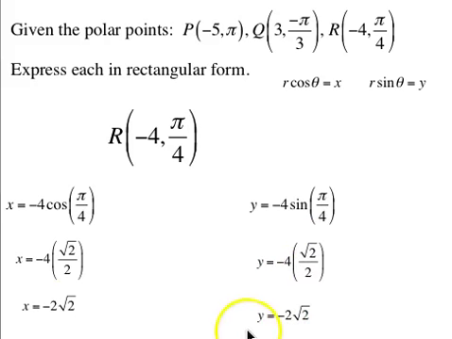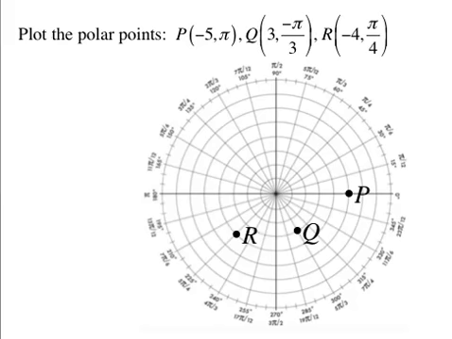So x and y are both negative, so that should be in the third quadrant. Let's take a look at the picture to see if that's the case. And you can see, indeed, when we graph R, both x and y are negative. We are in the third quadrant.